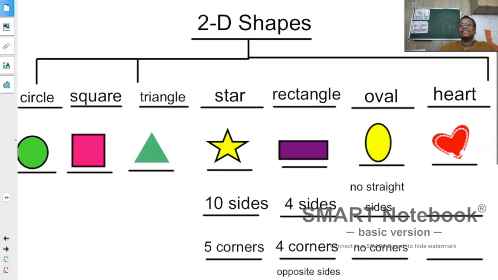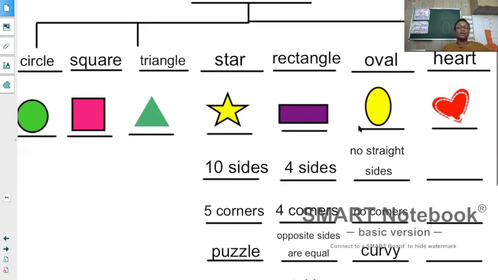Okay, so now we're going to take a look at our last shape. So next to oval, you're going to write down our last shape, which is the heart. And underneath the name, I'd like you to draw the shape of a heart. Okay, so let's look at the features of the heart.